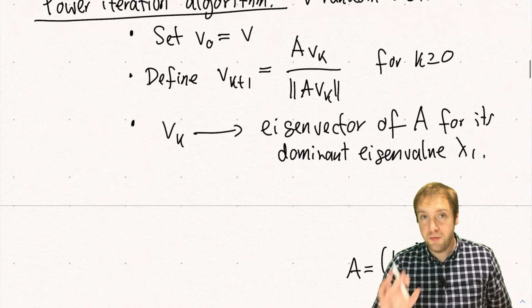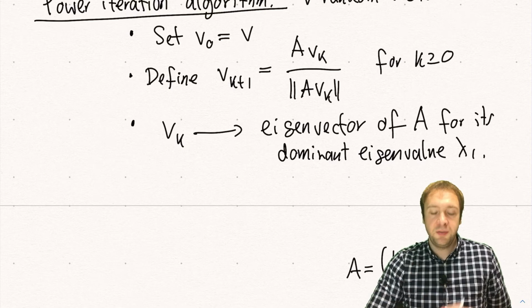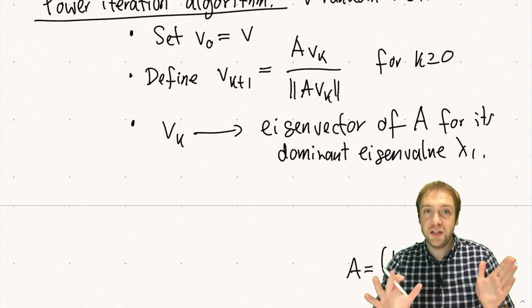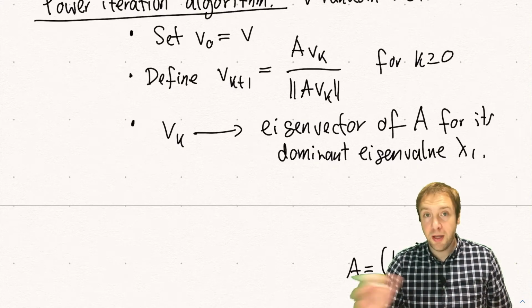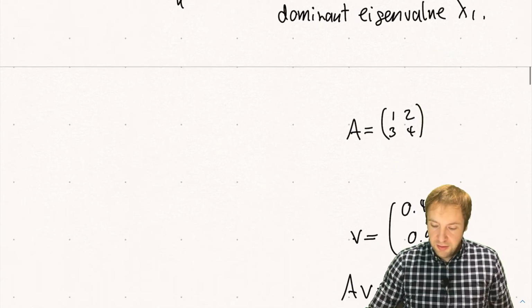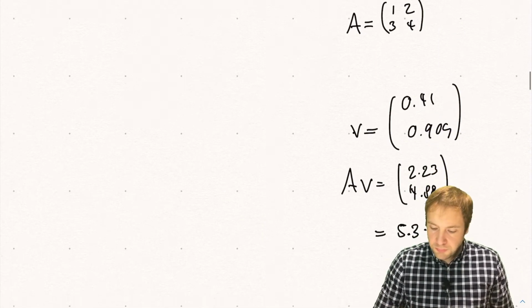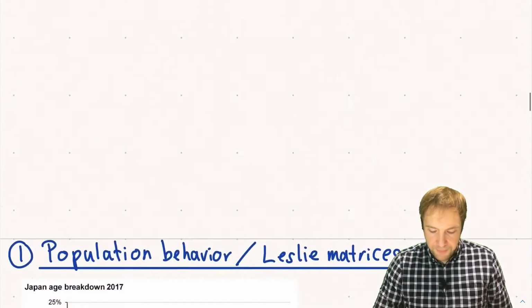Okay, so now we know how to actually calculate eigenvalues and eigenvectors. At least we know if we have a matrix, we have an algorithm to get the largest eigenvalue and also one eigenvector for this eigenvalue. And this we now want to use in some application.